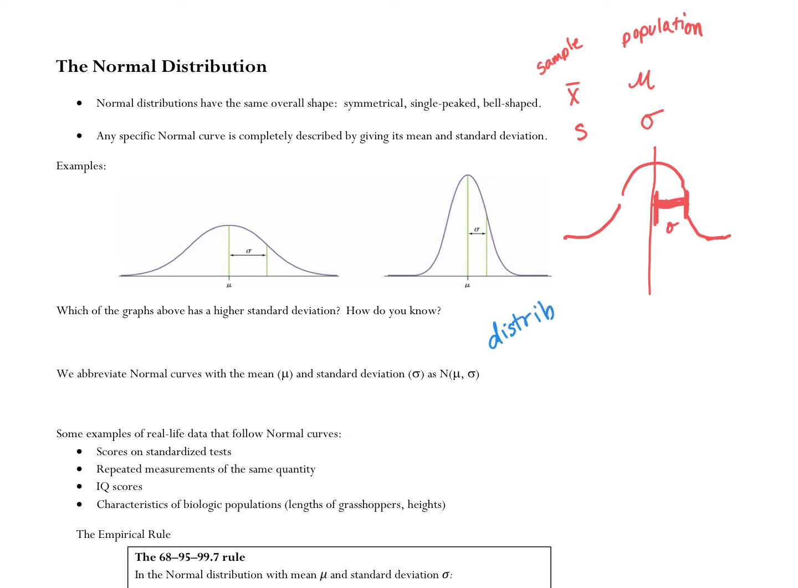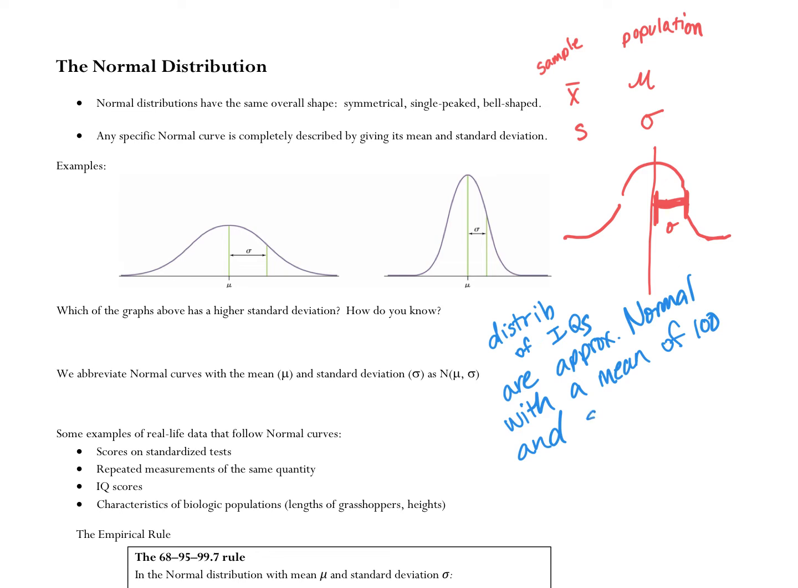All right, now, if I said the distribution of IQs, and this is actually true, is normally distributed, or I'm going to say approximately normal, with a mean of 100 and a standard deviation of 15. Would that be a good description of the distribution? Remember, good descriptions describe shape, center, and spread. Have we described the shape?